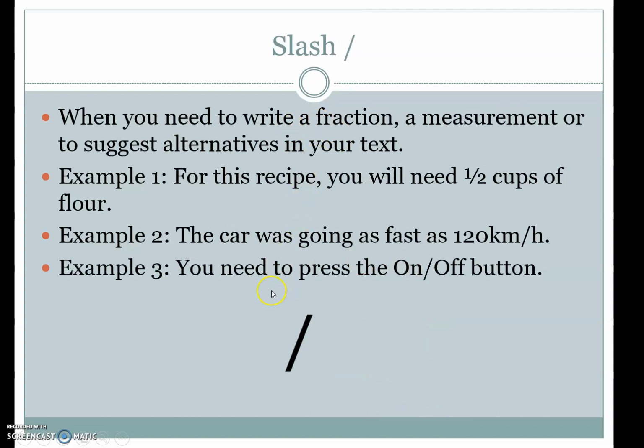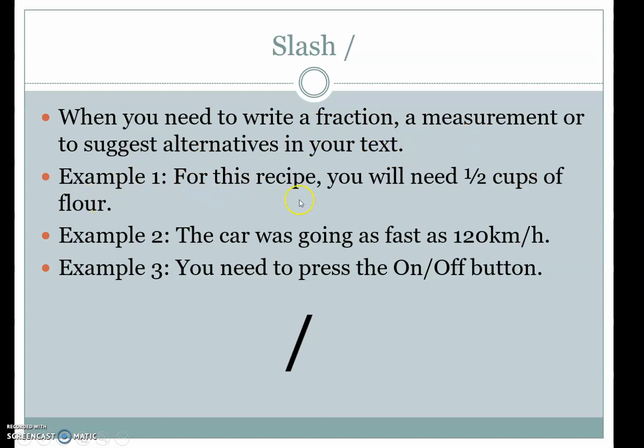Then slash. So slash we don't use a lot, I would say, when you write essays, but it is sometimes used when you write instructions, recipes, and so forth. So you use the slash when you need to write a fraction, which we all know from maths, a measurement, or to suggest alternatives in your text.